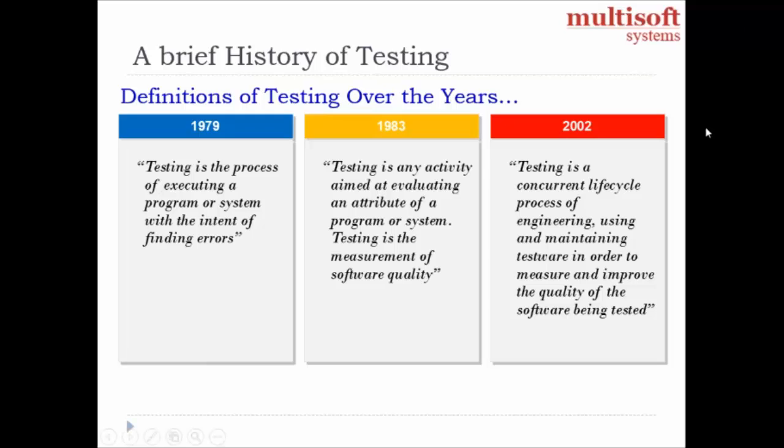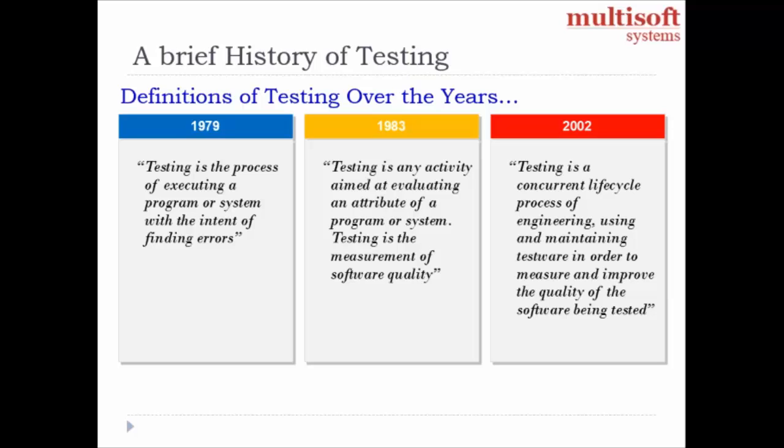So if we look at this, in the late 1970s, testing was defined as a process of executing a program or system with the intention of finding errors. Earlier to that, we just had a debugging kind of thing, but at this time we identified testing as a process, and we need to run many interrelated activities to test the application. That is again with the intention of finding some errors, some problems in it.